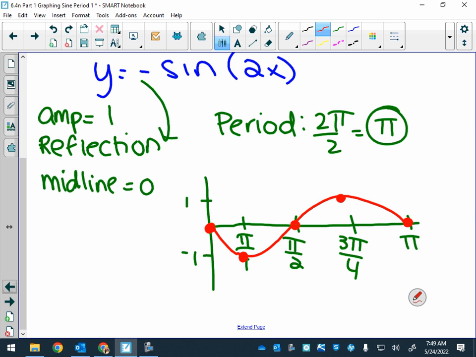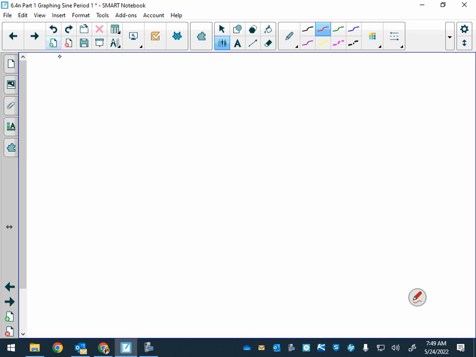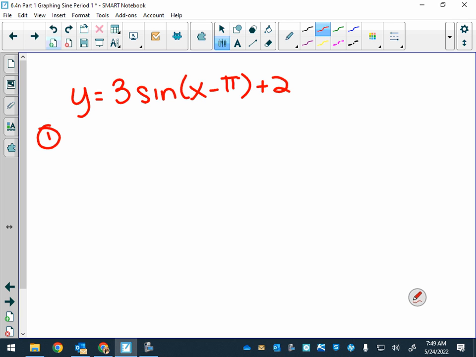Okay, so we covered a lot last class in terms of understanding transformations. What we did not see is this, and you will not have to graph this. Okay, someone tell me one thing that's changing. Yep, one thing. Okay, midline is 2, so up 2.